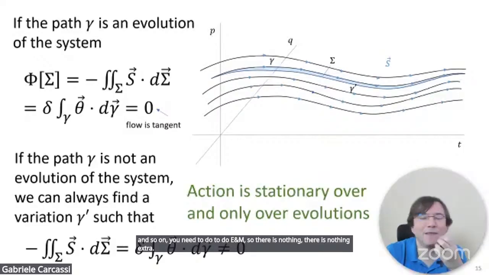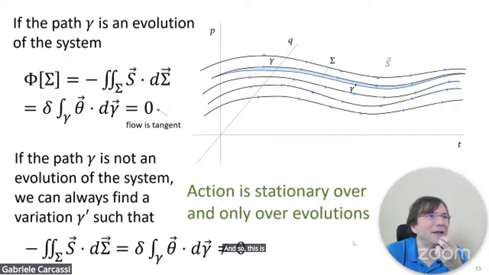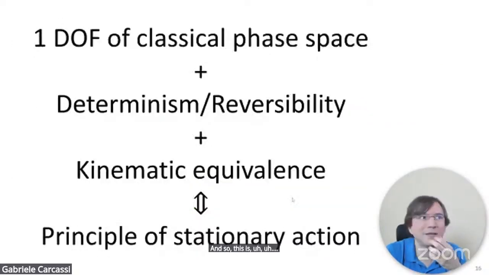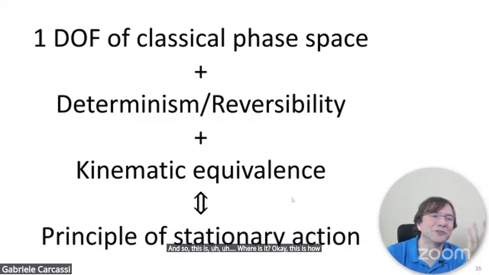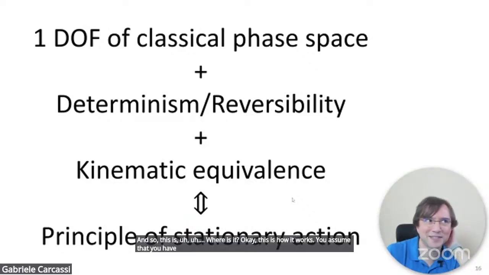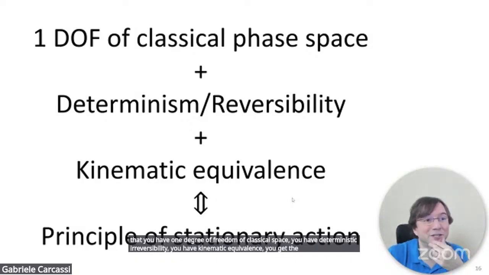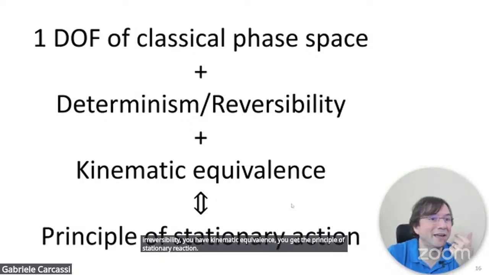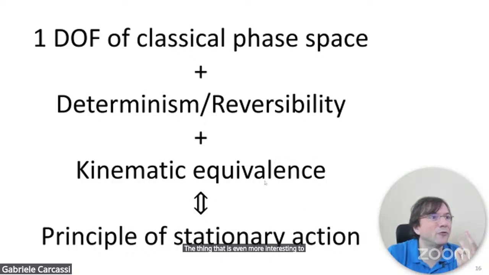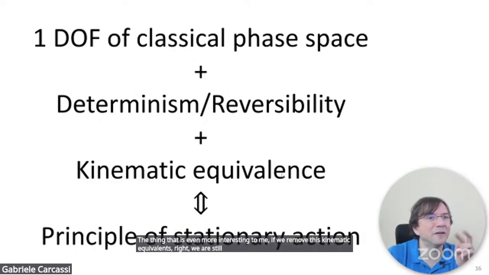Okay, this is how it works. You assume that you have 1 degree of freedom of classical space, you have deterministic irreversibility, you have kinematic equivalence, you get the principle of stationary action. But the thing that is even more interesting to me, if we remove this kinematic equivalence, we are still going to have a pseudo-Lagrangian.